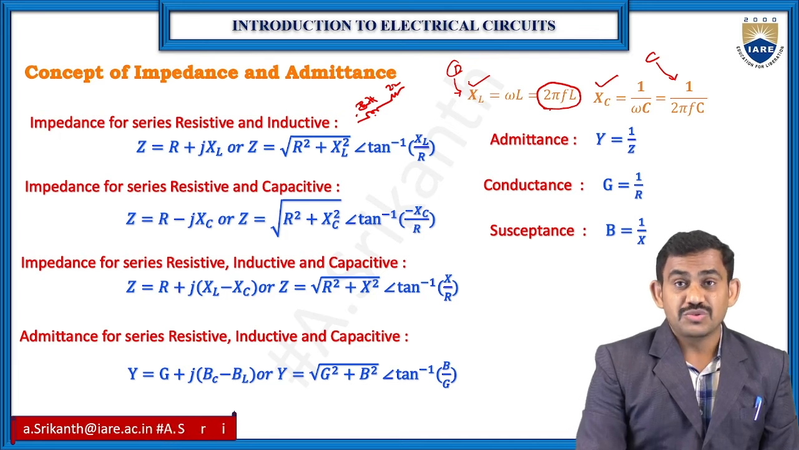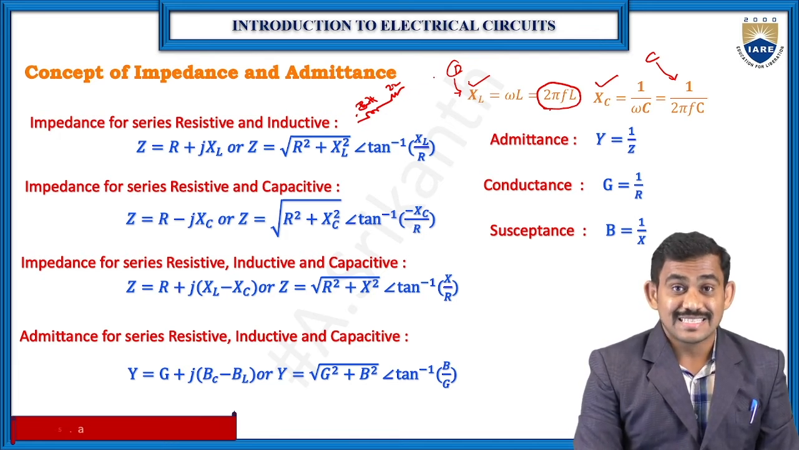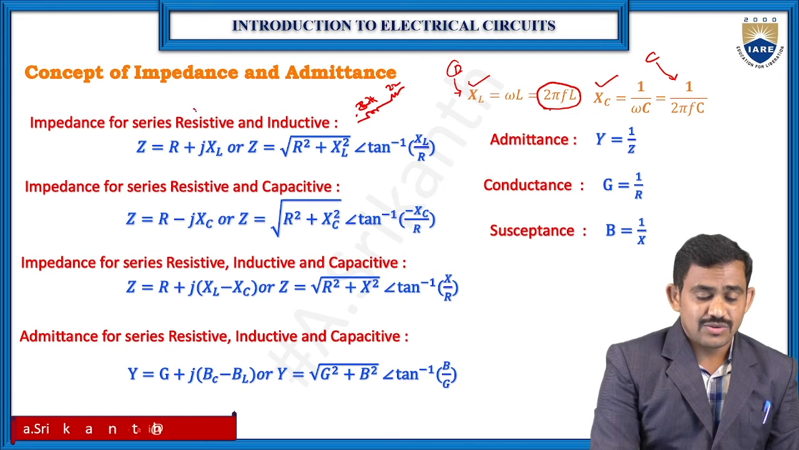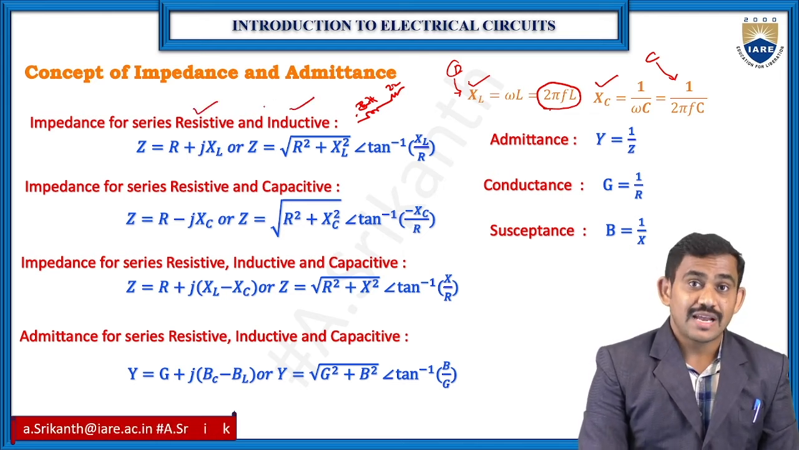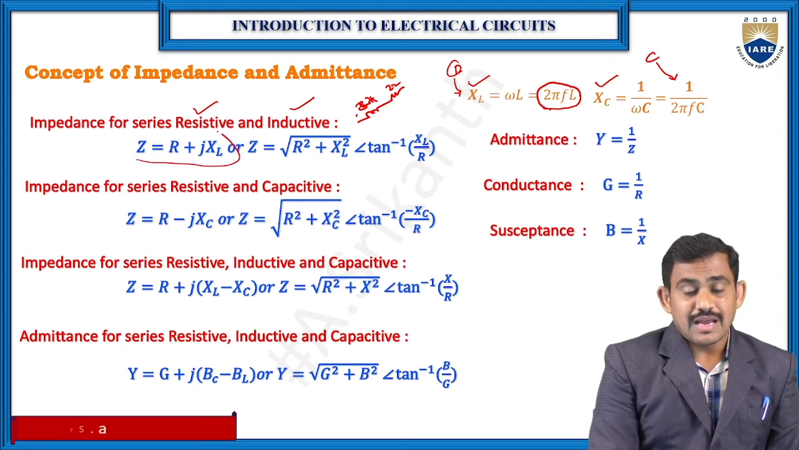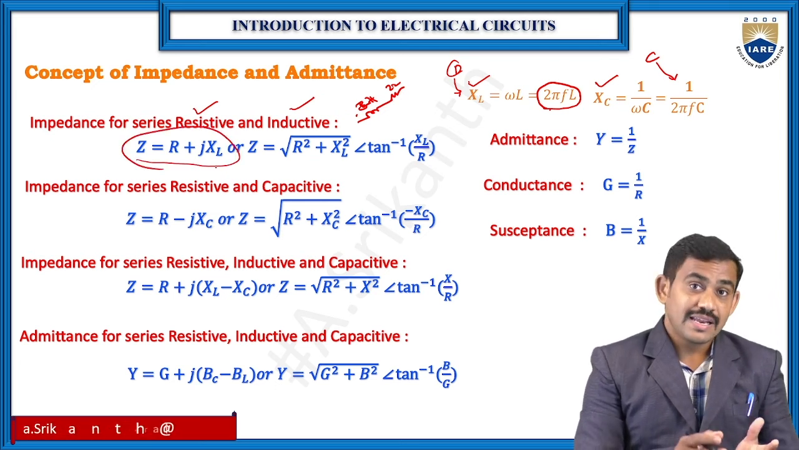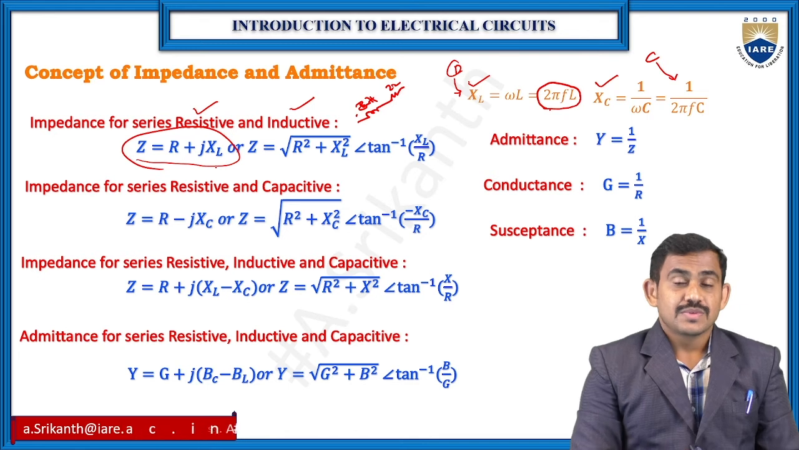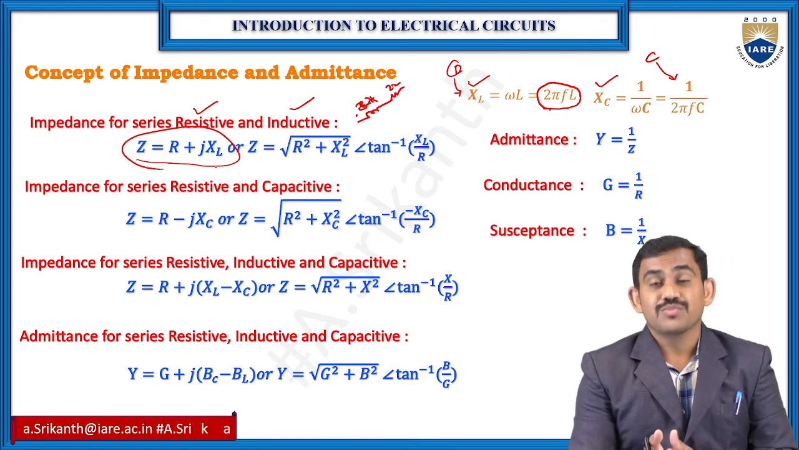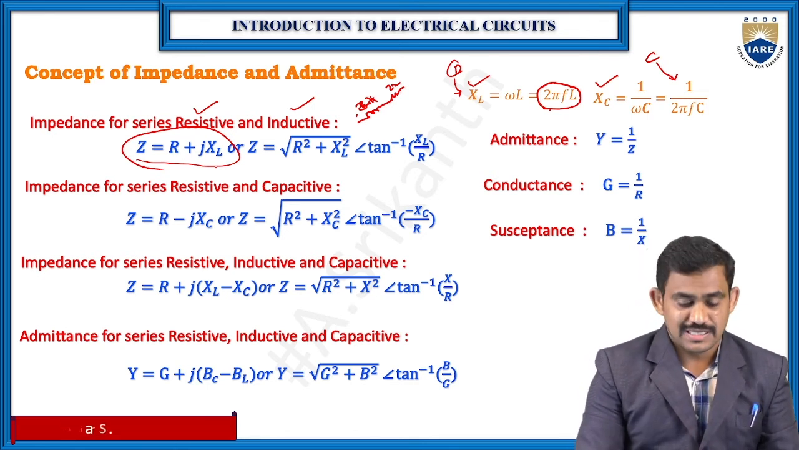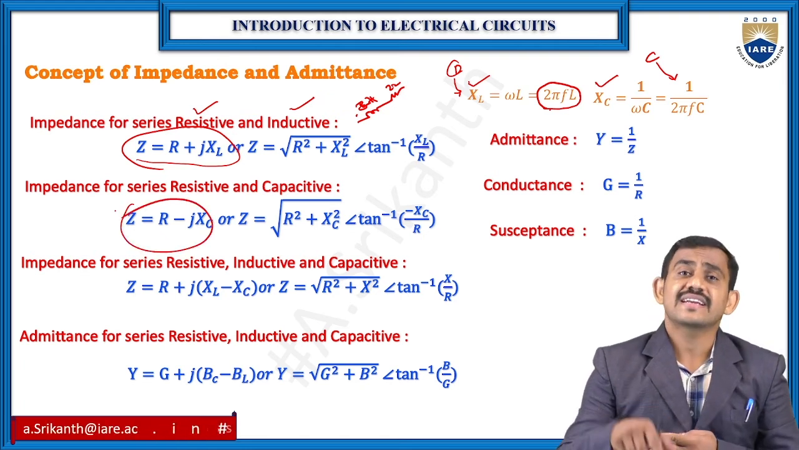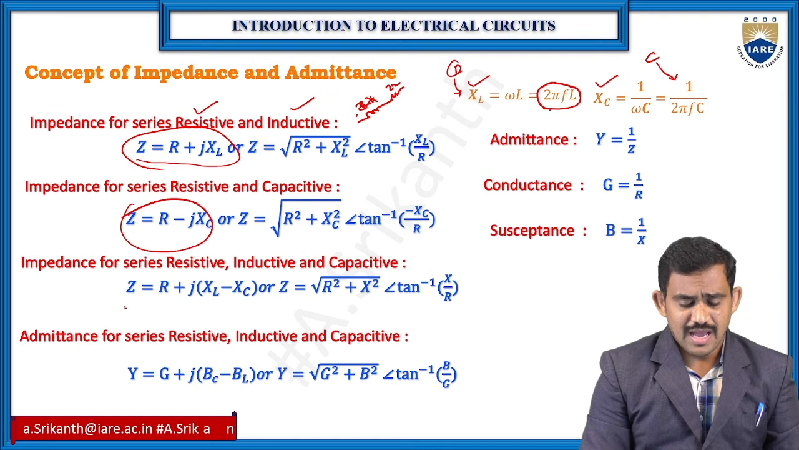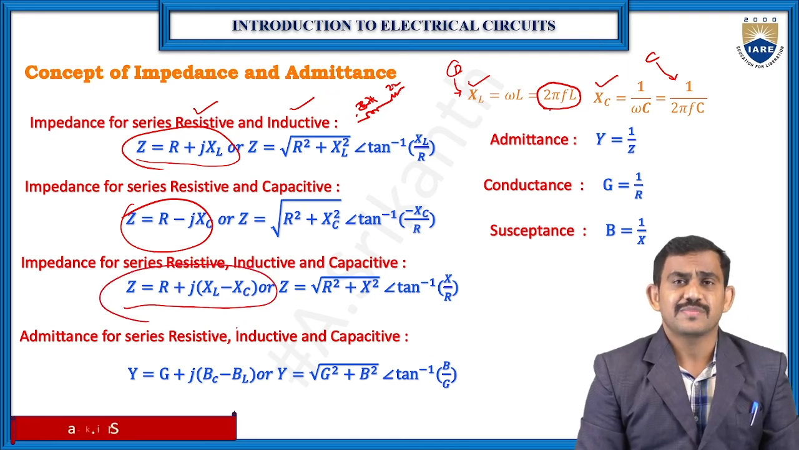My formula is: when resistor and inductor, so resistive and inductive, are both connected in series, then my equivalent value is R plus jXL. And when you have resistive and capacitive both in series, it is R minus jXC. And when all three are connected in series, then we have R plus j(XL minus XC).